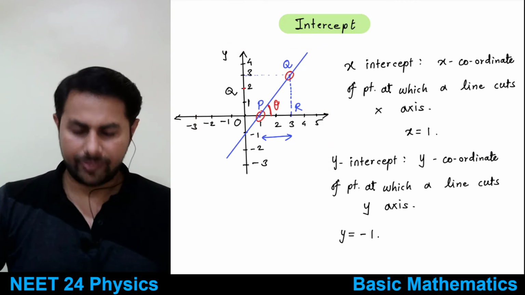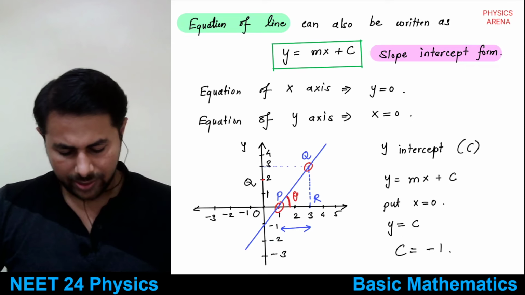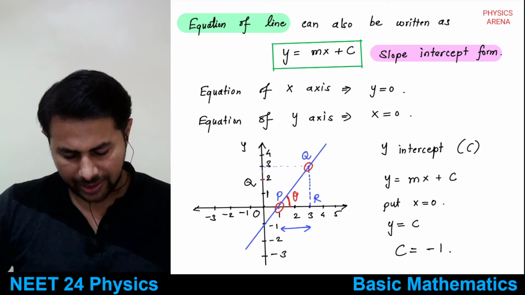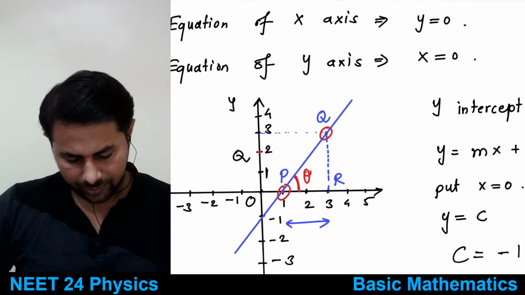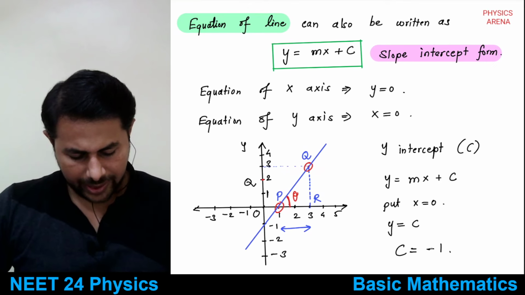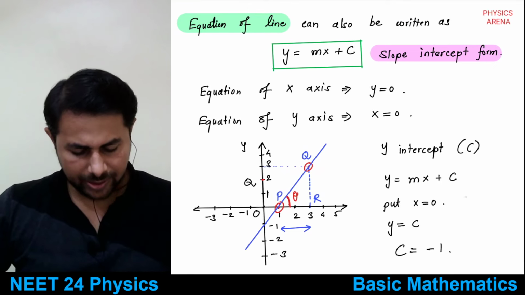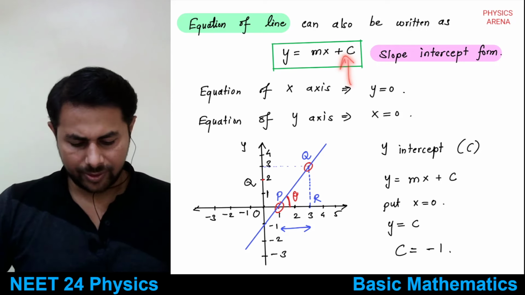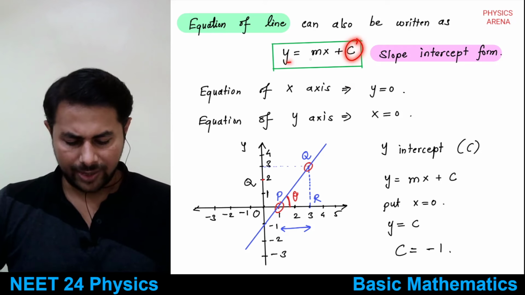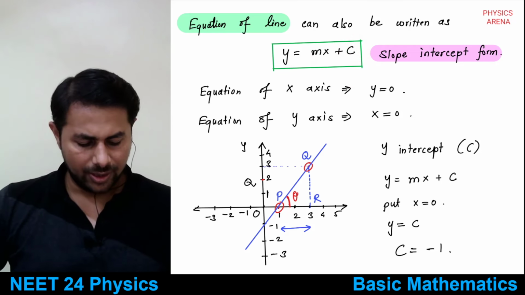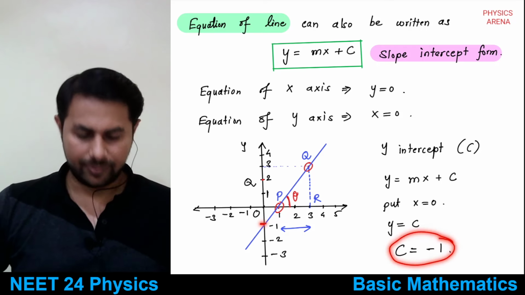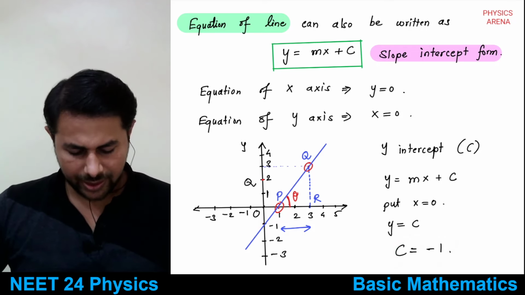Slope intercept form. Okay, so see how this is the line, you have the y-intercept at this point. Okay, this is the y-intercept, and that y-intercept is known as c in this formula. So this is not the x-intercept, this is the y-intercept. So y is equal to mx plus c is the equation. So the y-intercept is what? It is -1. Okay, so c is equal to -1.